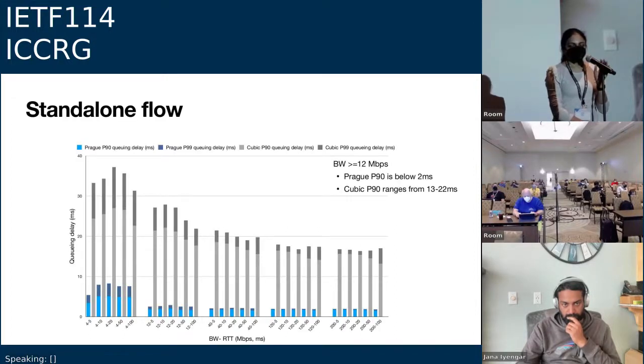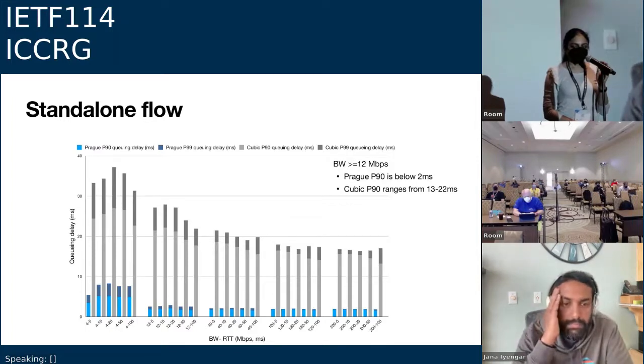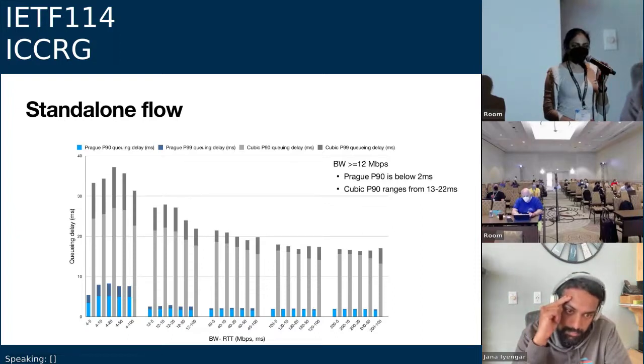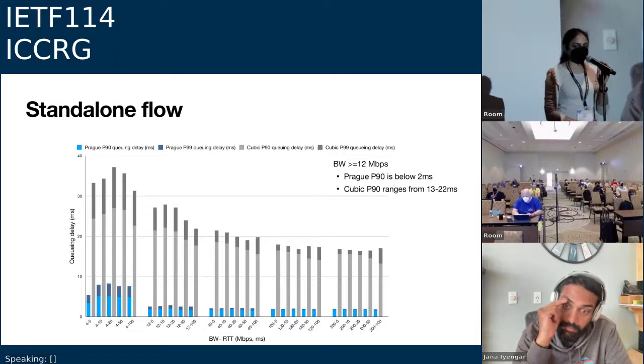As you can see, we tried to do the testing on similar bandwidths and different RTT combinations as they have been done for TCP Prague, just to compare the two implementations. And we see similar results. And in general, if you look at the different results, Prague has almost 90% reduction in queuing delay as compared to cubic.